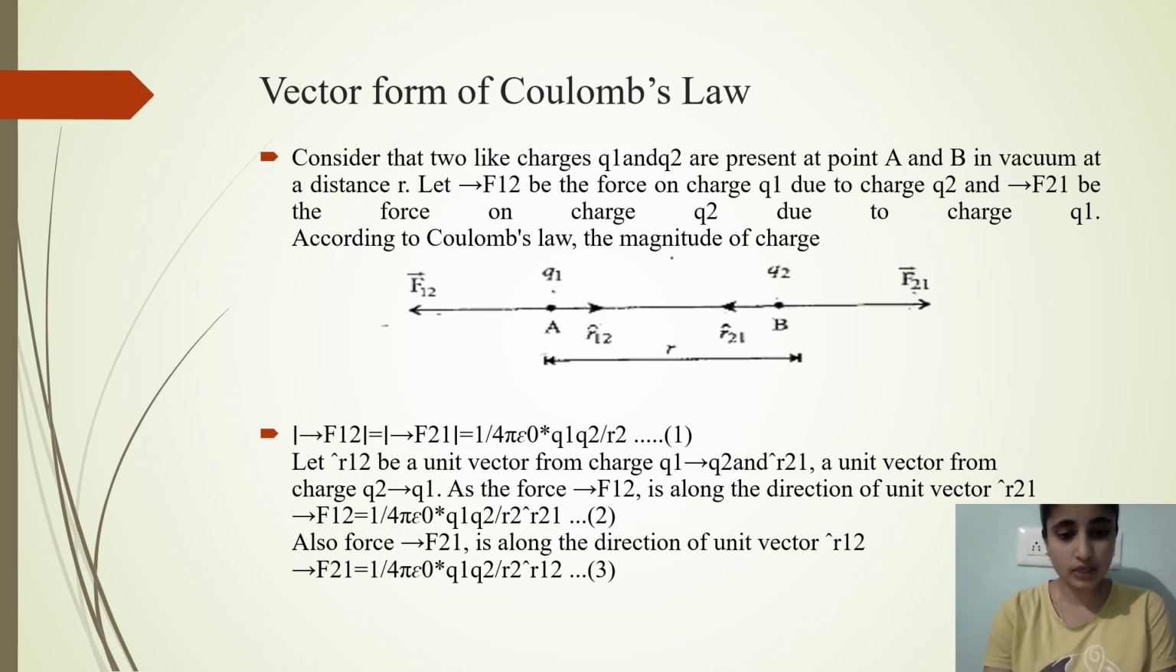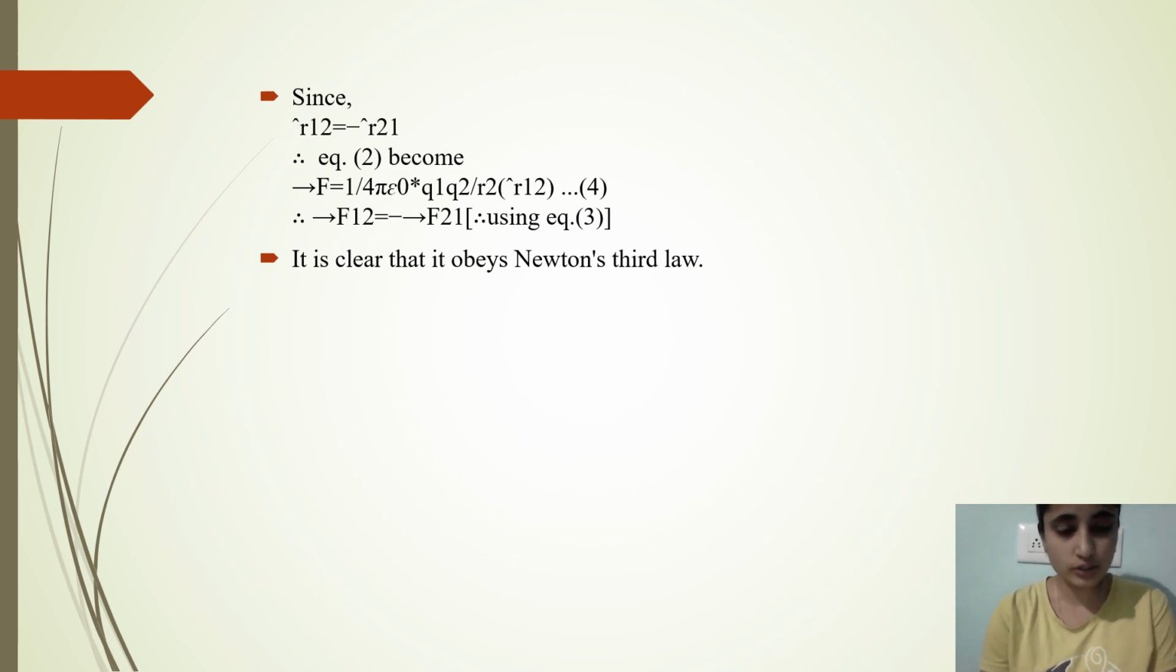Also, force vector F21 is along the direction of the unit vector R12. Therefore, vector F21 equals 1 by 4 pi epsilon naught into Q1 into Q2 by R square into unit vector R12. So R12 equals minus R21. Therefore, equation 2 becomes vector F equals 1 by 4 pi epsilon naught into Q1 into Q2 by R square into unit vector R12. So from equation 3, it can be rewritten as vector F12 equals minus vector F21. This is the vector form of Coulomb's law. It is clear that it obeys Newton's third law.